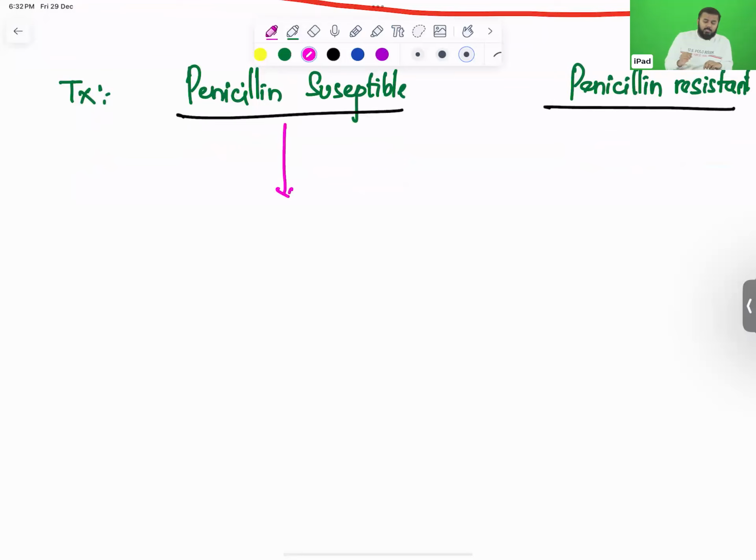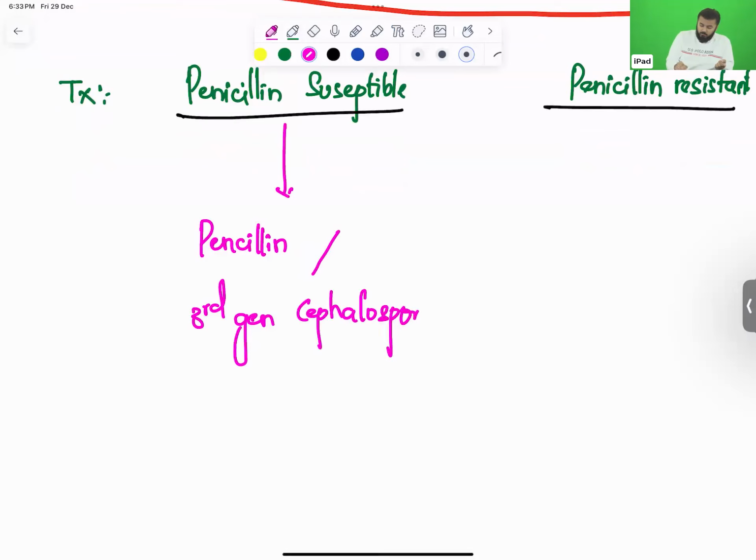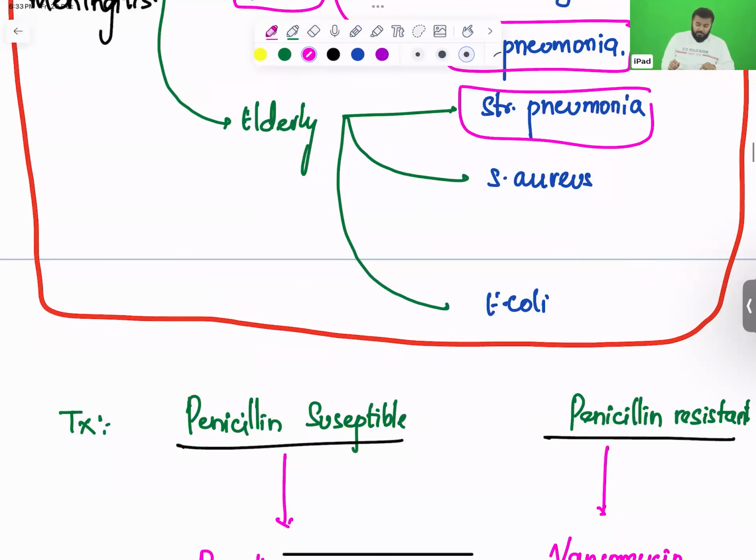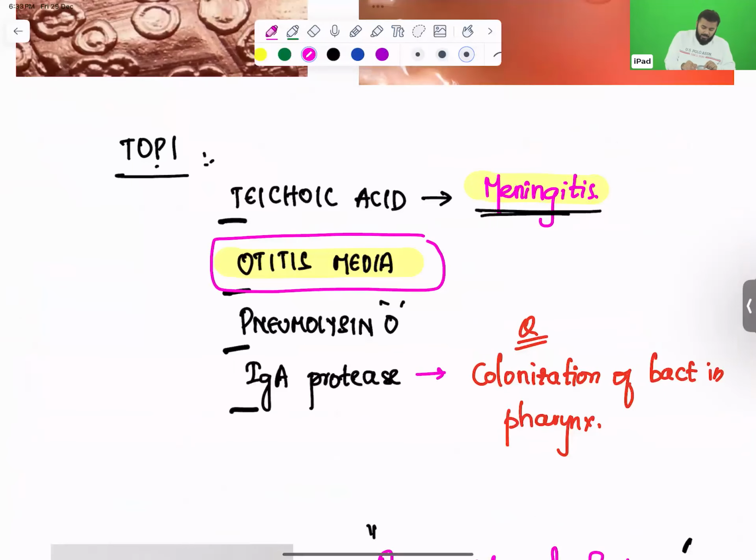When it comes to penicillin susceptible, you give penicillin, obviously, penicillin susceptible ko penicillin hi doge. Or you can give third generation cephalosporins. When it is penicillin resistant, you give vancomycin. You remember vancomycin we also give in case of MRSA, methicillin resistant staph aureus mein vancomycin dete the. Yaad hai? Okay, fine. This is regarding the Streptococcus pneumonia. Specifically for otitis media, when the patient has otitis media, you give an antibiotic called amoxicillin. Amoxicillin, this is an MCQ, remember this thing, okay?